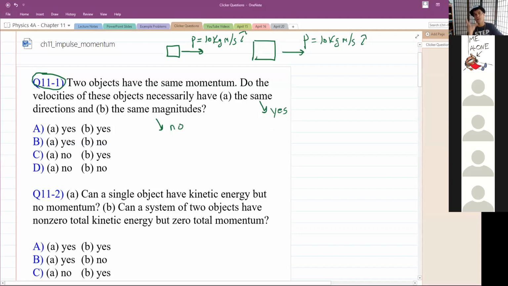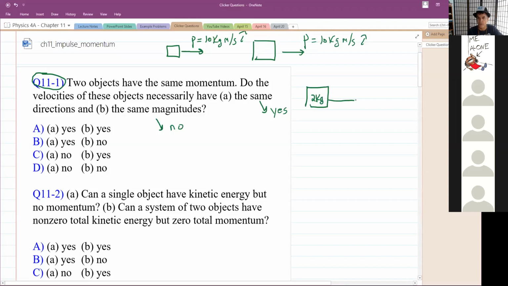For a vector to be the same, the magnitude has to be the same and the direction has to be the same. So if two things are going to have the same momentum, they have to have the same magnitude of momentum and they have to have the same direction. So let's say I had a 2-kilogram object.